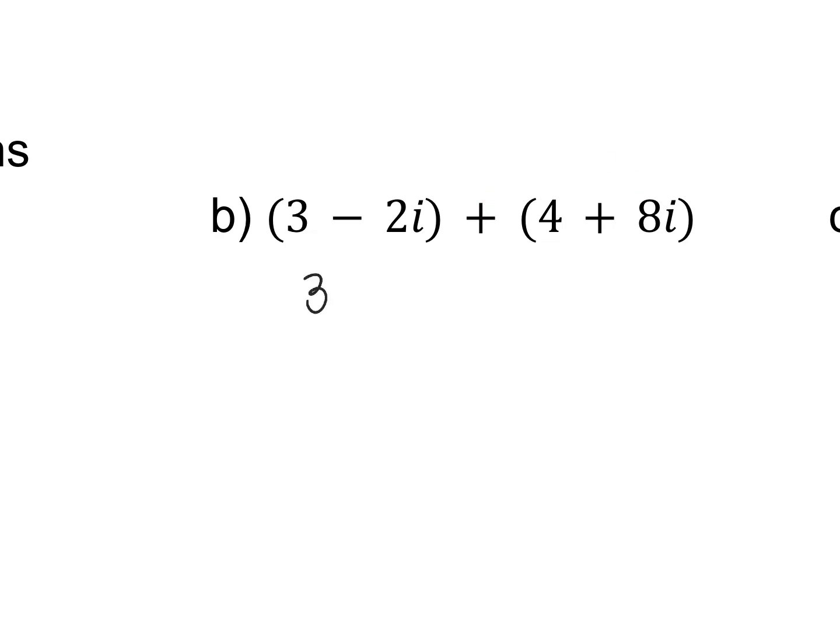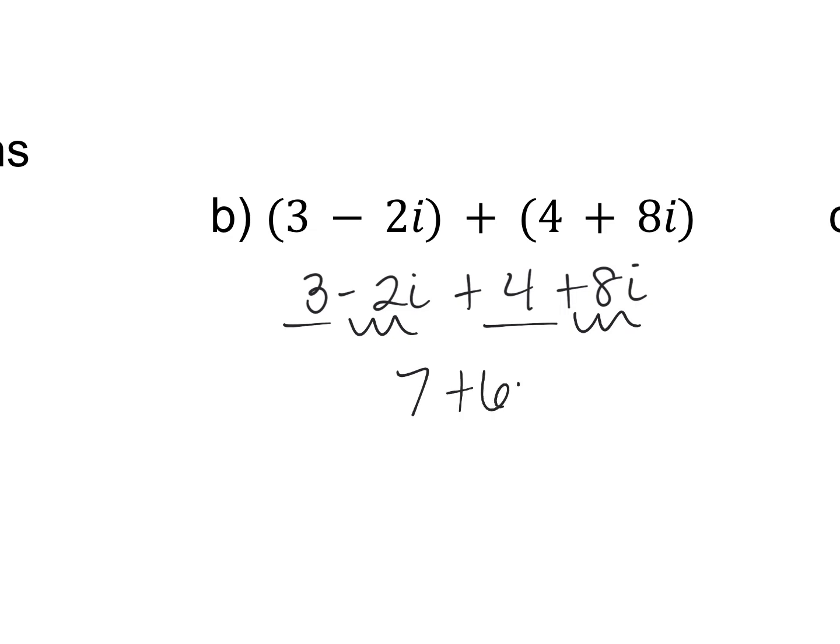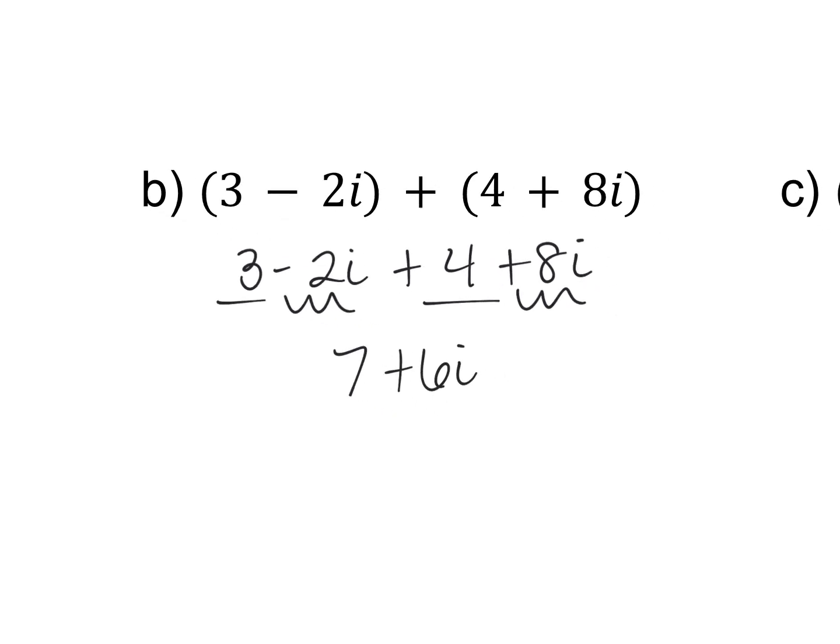So really, you could write this as 3 minus 2i plus 4 plus 8i. All I did was take the parentheses off because they didn't do anything for us. But you will see that in a lot of textbooks and like on your homework. So I just want you to be prepared that these two things are the exact same thing. All right, from here, we just need to combine our like terms. So 3 plus 4 gives me 7. And then negative 2i plus 8i gives me positive 6i. Okay? And that's your answer. You cannot combine real and imaginary numbers. Okay? They're not like terms.